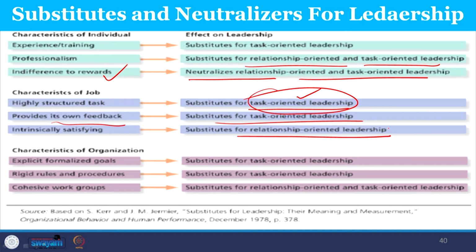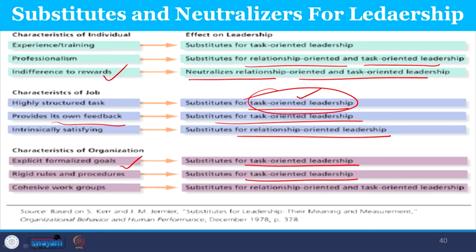When the organizational characteristics include explicit formalized goals, it is a substitute for task oriented leadership style. When there are rigid rules and procedures, it is again a substitute for task oriented leadership style, because the rules and regulations are well defined.